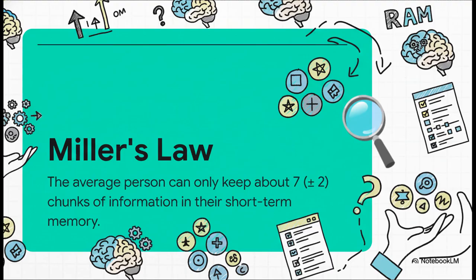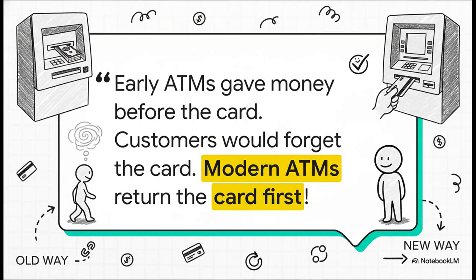Okay, this is a brilliant real-world example of designing around that limit. The first ATMs used to give you your cash before giving you your card back. The problem, as soon as you got the money, your brain would go, okay, task complete, and you'd just walk away, totally forgetting your card was still in the machine.